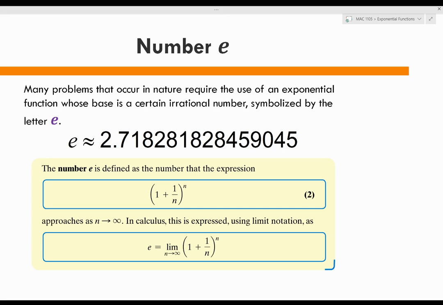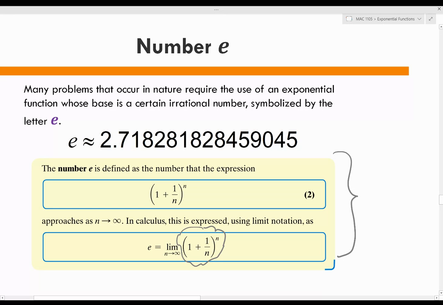For those of you going on to calculus, you will become more familiar with this definition. It says that the number e is defined as the number that the expression 1 plus 1 over n to the nth power approaches as n approaches infinity. In calculus, this is expressed using limit notation: e equals the limit as n approaches infinity of 1 plus 1 over n to the nth power. What this means is that n gets really, really big. As n continues to grow, this quantity, the limit, equals e.